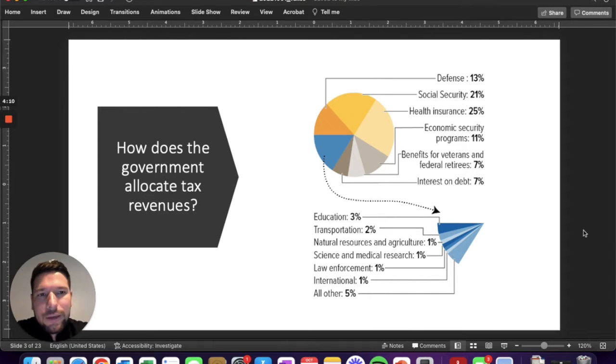And some of the biggest items here are defense, so that's our military spending, makes up about 13% of the government tax revenue. Social Security, so this is benefits for children, the disabled, for funding a part of people's retirement funds. Then the health insurance, this would be things like Medicaid and Medicare. And then the other big one is economic security programs. So this is things like tax credits, housing subsidies, food assistance programs, those types of activities as well. And those four really make up the bulk of it, but you can see where the rest of the money's going on these other programs as well.